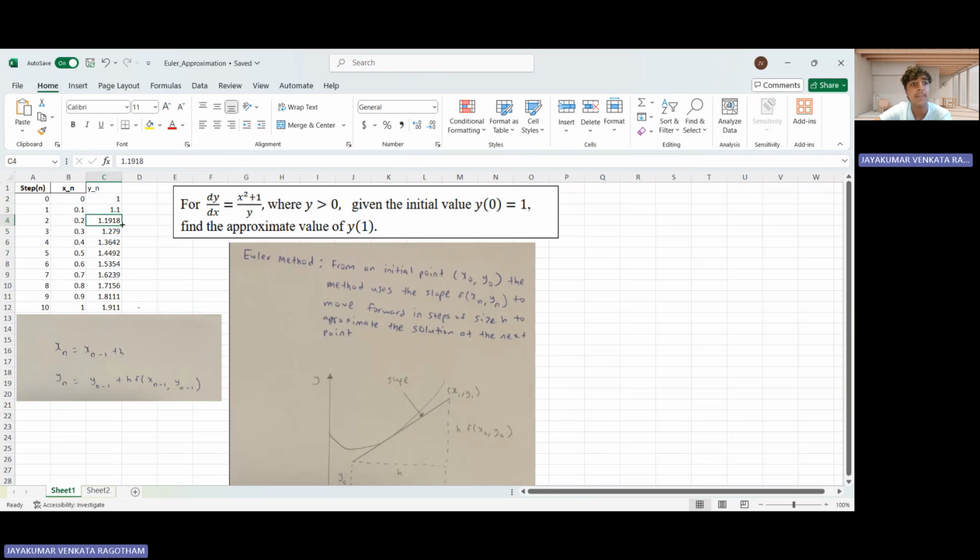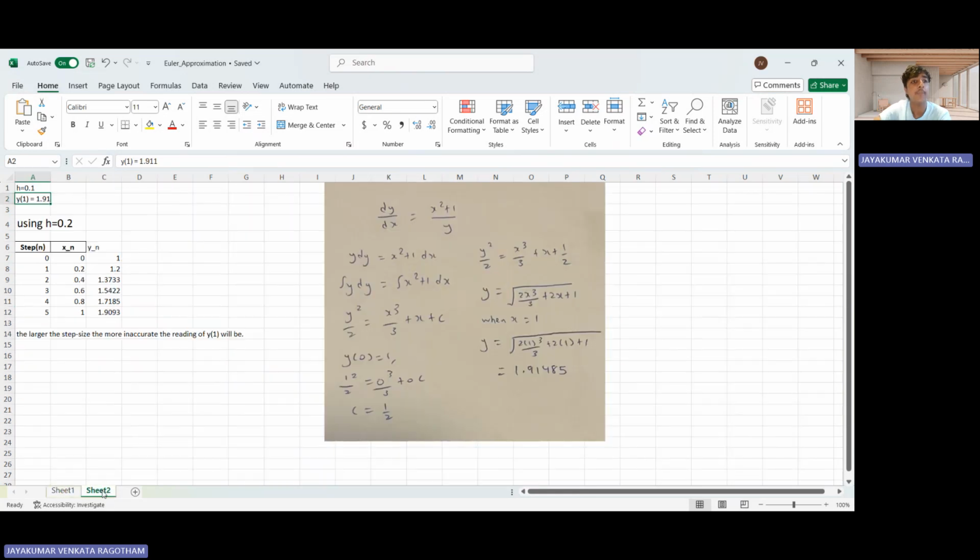So in this case, for example, this is my y2 value. I've gotten it to be 1.1918. To find this out, what I did was I took the previous y value, which is 1.1, plus the step size, which is 0.1, multiplied with 0.1 squared plus 1 over 1.1. Because I've taken the two previous values and subbed them into dy/dx in order to find this. And I repeated it till I can find what they're asking me to find, which is 1.911 when x is equal to 1. So the approximate value of y1 in this question will be 1.911.